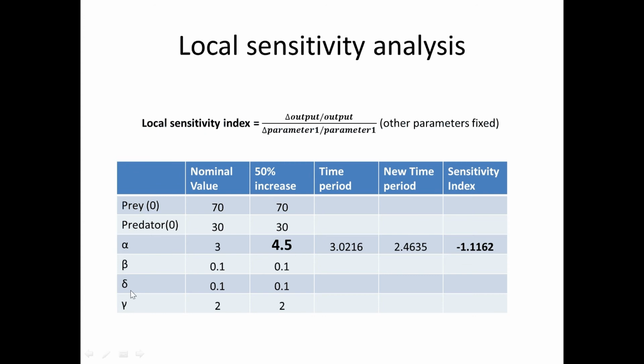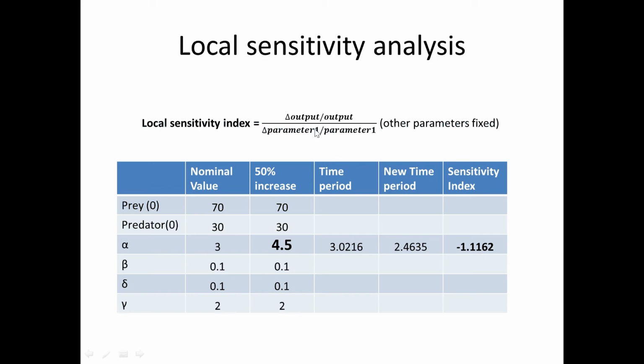So for example, let's say these are the values of the initial concentrations and alpha, beta, delta and gamma with which we start. And let's say we increase the value of alpha by 50%. This is the old time period with the old values, and we increase the value of alpha from 3 to 4.5 and keep all other parameters as previous. So there is a new time period which is smaller than the other time period. So we can calculate the sensitivity index.